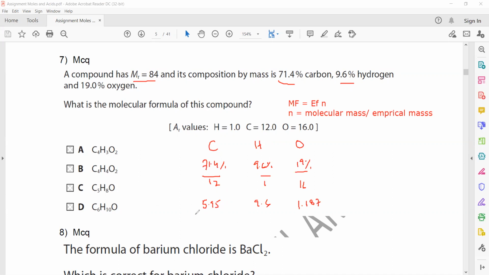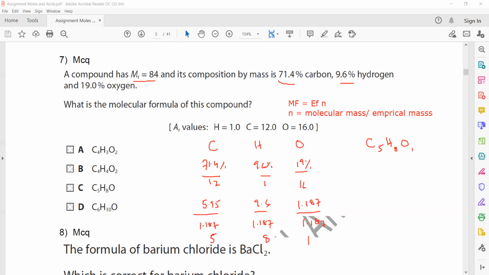Then divide by the smallest value. So we'll divide by 1.187. So 5.95 divided by 1.187 is equal to 5. Hydrogen 9.6 divided by 1.187 is equal to 8, and oxygen is 1. So the empirical formula is C5H8O.